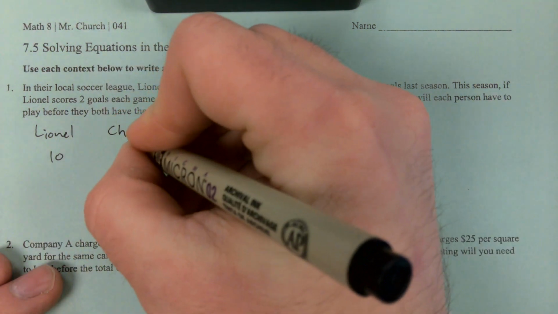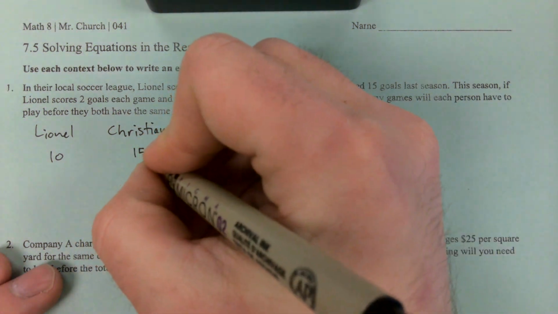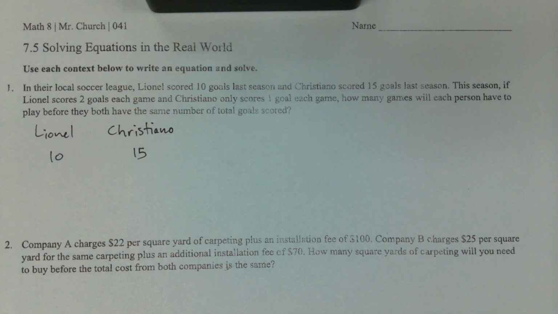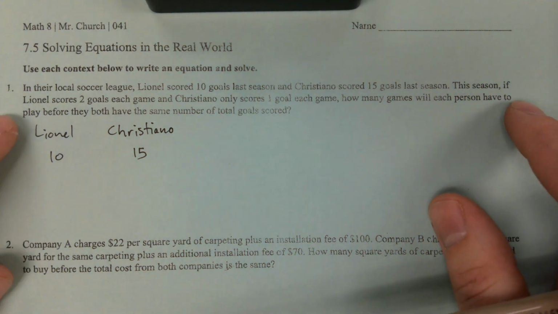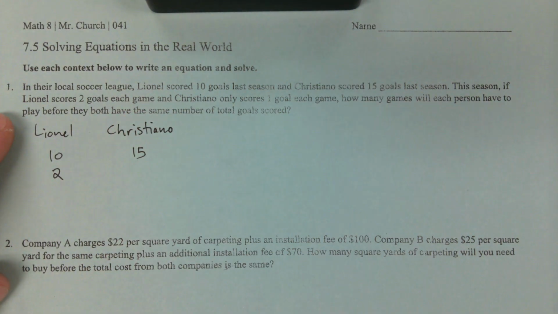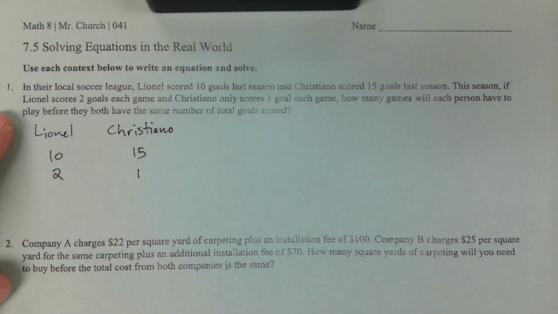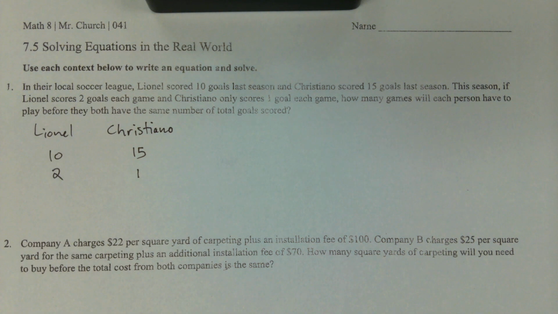And then Cristiano scored 15 goals last season. Okay, we're just trying to organize our numbers first, trying to understand what's going on. This season, if Lionel scores 2 goals each game, so Lionel's got a 2, and Cristiano only scores 1 goal each game, how many games will they each have to play before they have the same total number of goals?